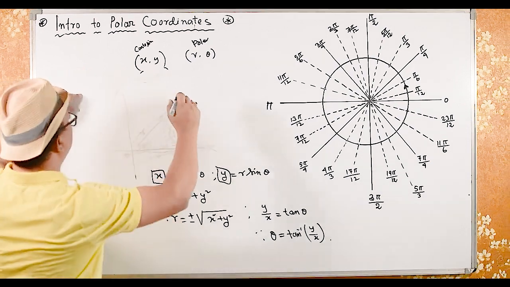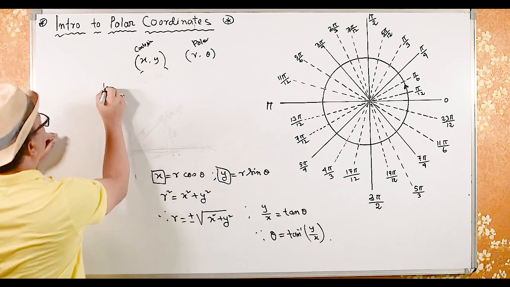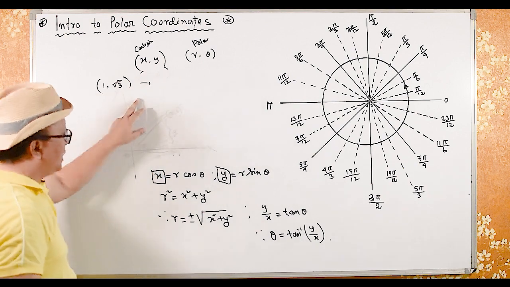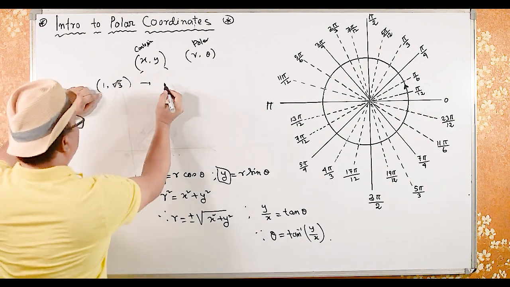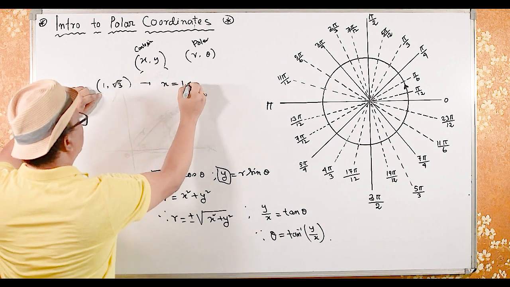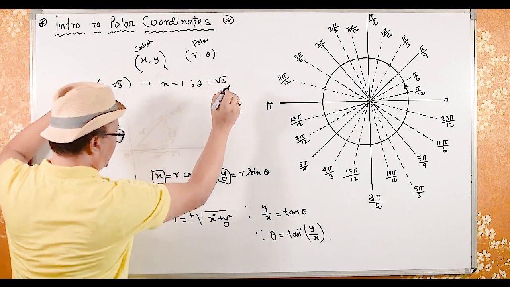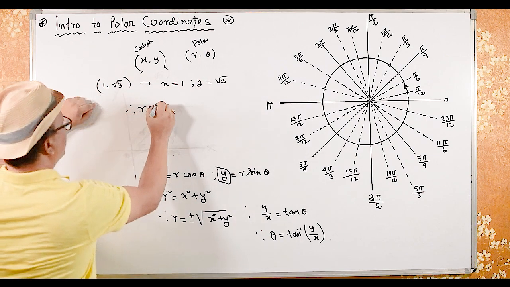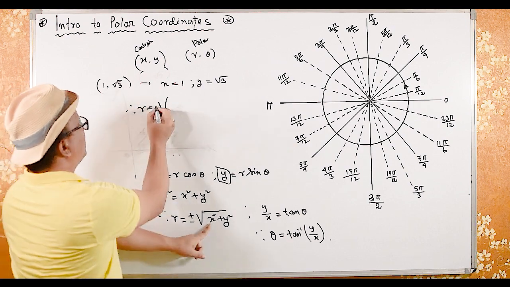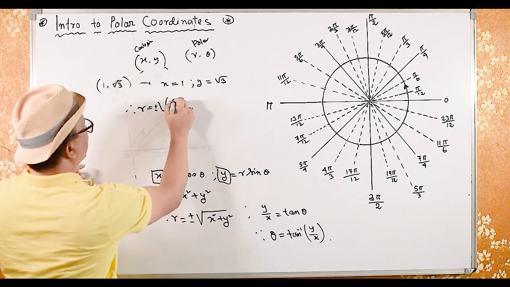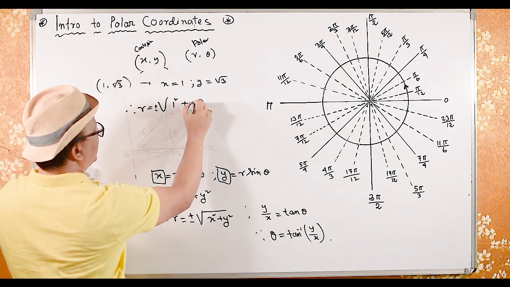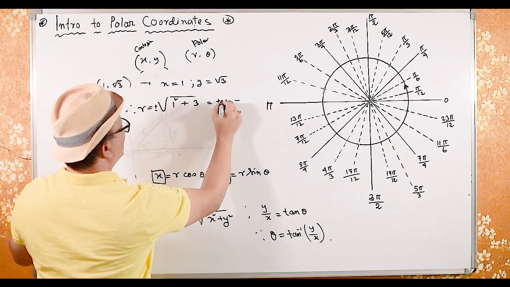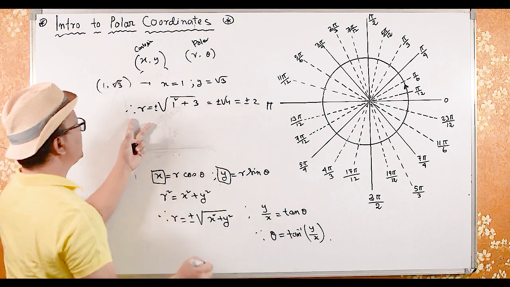Now, if I want to convert a Cartesian coordinate, for example (1, root 3), into polar, let's see how it converts. Here x equals 1 and y equals root 3. Therefore r square equals 1 square plus root 3 whole square, which is 3 plus 1, 4. So r equals plus minus square root of 4, that is plus minus 2.